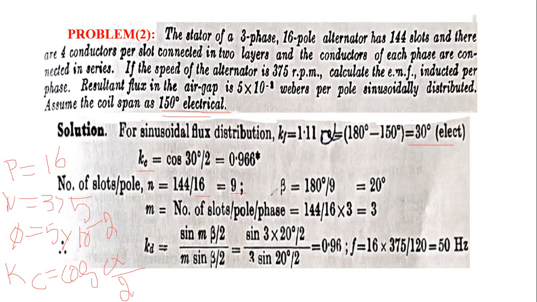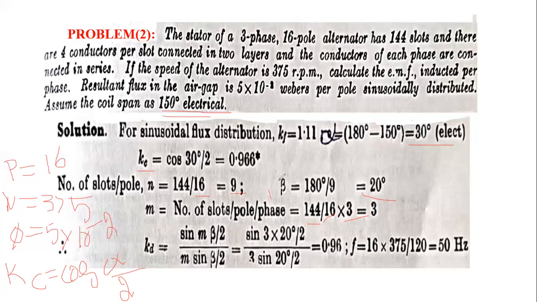Then we calculate the beta value. What is the formula for beta? Beta is equal to 180 by number of slots per pole, that is 9. Then we obtain the beta value. Then we calculate M. What is the formula for M? Number of slots per pole per phase. Number of slots is 144, poles is 16, per phase means 3 phase.